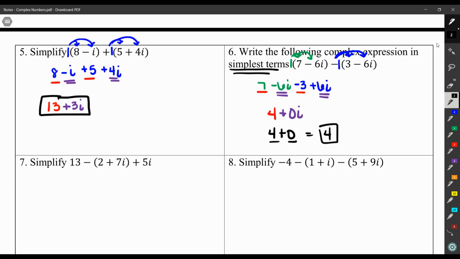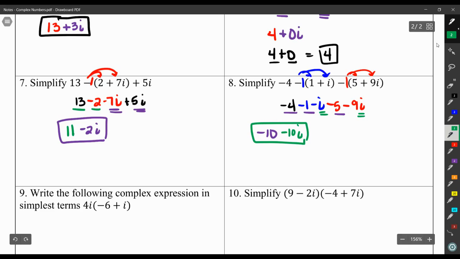Pause the video, try numbers 7 and 8. Here's what you should have had for 7 and 8.